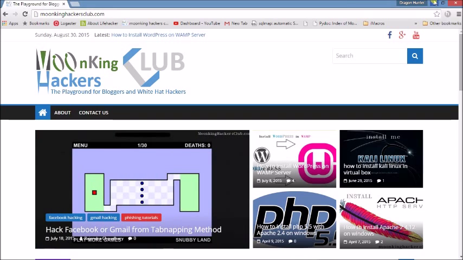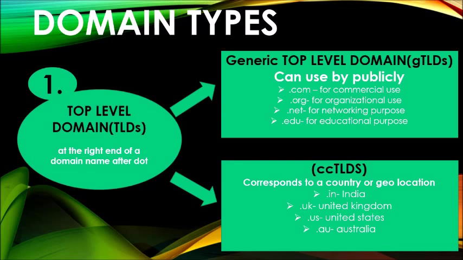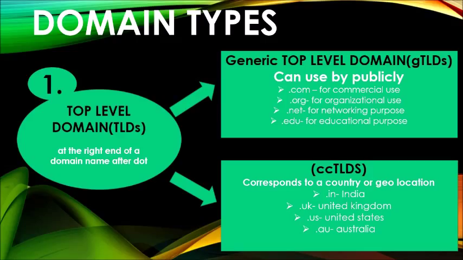Now further, top level domain is divided into two parts. The first one is generic top level domain name and the other one is country code top level domain name. Generic top level domains can be used publicly. These are like .com, .org, .net and .edu. And the ccTLDs are generally used to define a geographic location, like a country or a place. These are like .in used for India, .uk for United Kingdom, .us for United States, .au for Australia, and something like this.